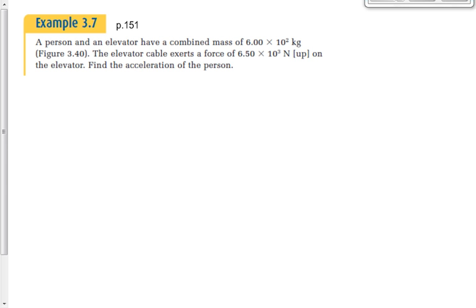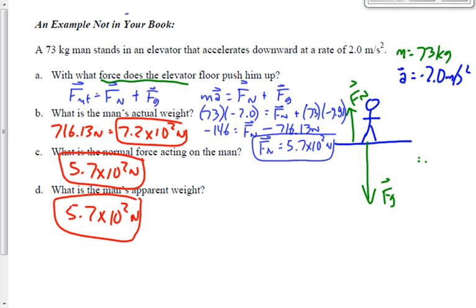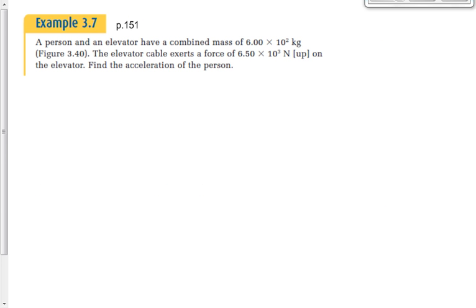So notice in the last question, we're analyzing the person in the elevator, not the elevator itself, just the person inside the elevator. In this question, we're analyzing the elevator itself. So let's draw a picture of that. Here's the person in the elevator. They have a combined mass of 600 kilograms. There's the cable exerting a force of 6,500 newtons upwards.